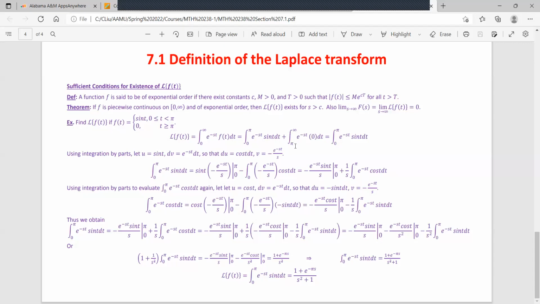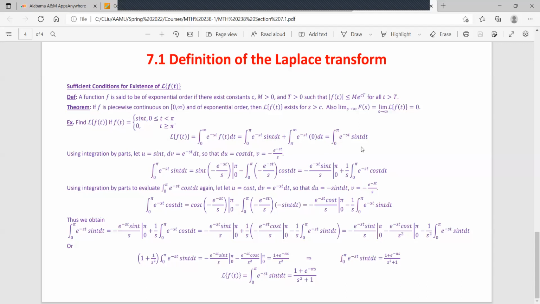So that automatically makes the second integral 0. You integrate 0, you get 0. So that simplifies our situation. So the whole thing is just the integral of e to the negative st times sine t from 0 to pi.